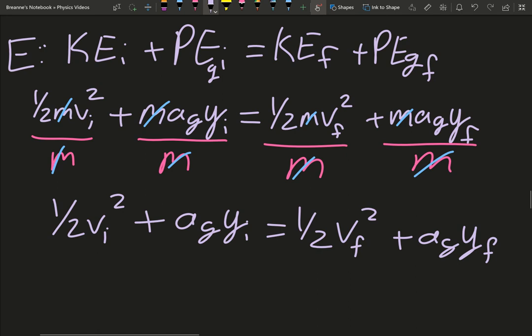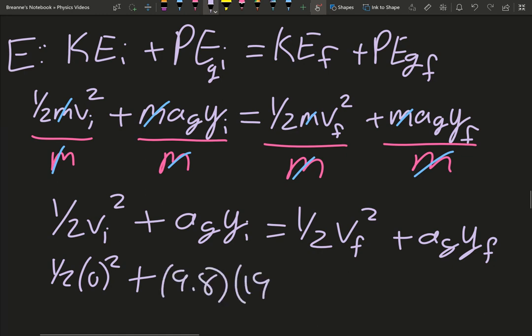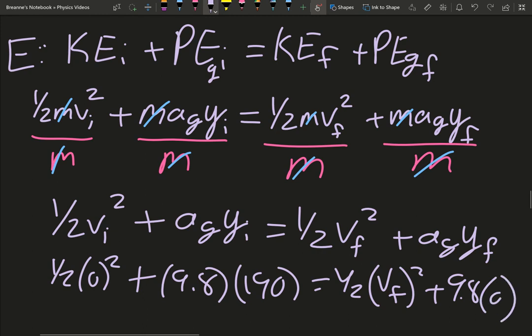So our initial velocity is going to be 0 because he's not moving at the top. We have 9.8. His initial height was 190 equals 1/2 v final squared, our final, that's what we're looking for. We're seeing how hard he hits the ground, plus 9.8, and our final height was 0 because he hit the ground.